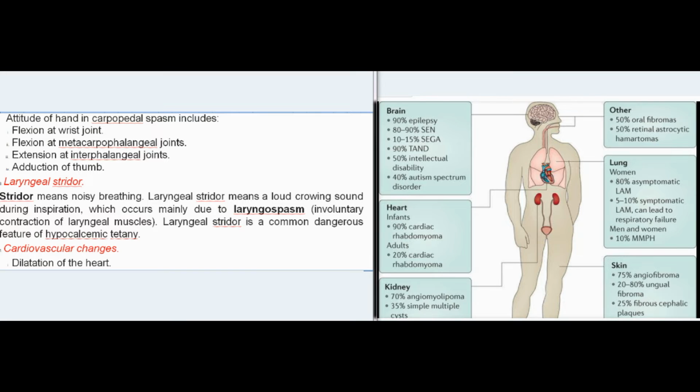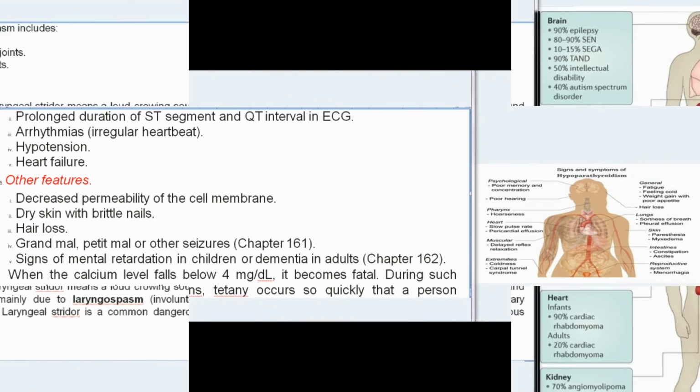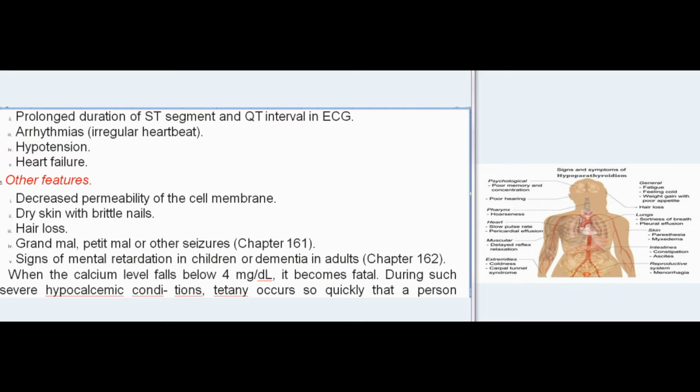Laryngeal stridor means a loud crowing sound during inspiration, which occurs mainly due to laryngospasm, involuntary contraction of laryngeal muscles. Laryngeal stridor is a common dangerous feature of hypocalcemic tetany. Cardiovascular changes: dilatation of the heart, prolonged duration of ST segment and QT interval in ECG, arrhythmias, irregular heartbeat, hypotension, heart failure.